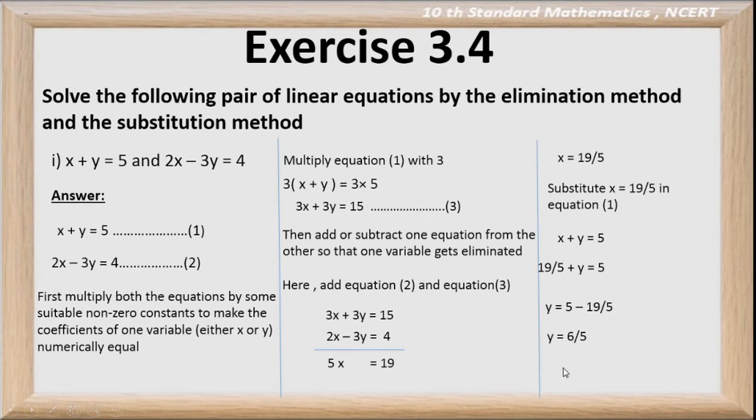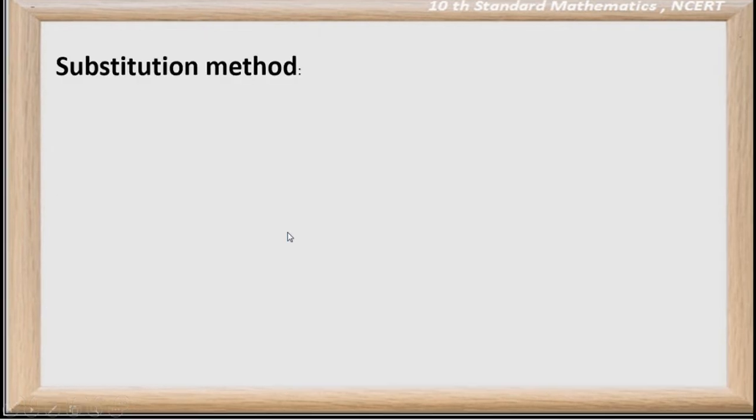Hence x equal 19 by 5 and y equal 6 by 5. This is the way we do the elimination method. Now we'll see the substitution method for this same problem. The equations are x plus y equal to 5. Make this equation 1. Now 2x minus 3y equal to 4. Make this equation 2.